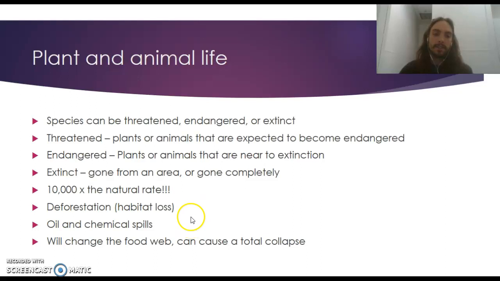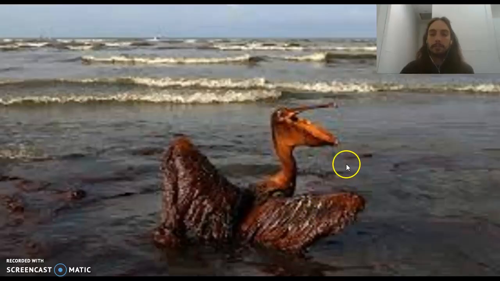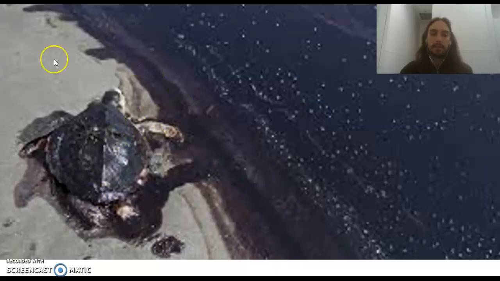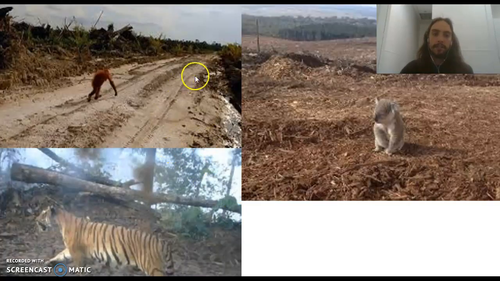Some things that cause these extinction events are deforestation and habitat loss. A good example is our great apes. Oil and chemical spills really screw things up. And then this will change the food web, and that can cause a total collapse. So here's an oil spill. This pelican died. It just can't come back from that. Here's a sea turtle that most likely died as well. It's just stuck in oil. It's breathing that stuff in. Here's deforestation. This koala's got nowhere to go. Neither does this orangutan or this tiger. And these are species that we see are endangered and are on the brink of extinction right here.